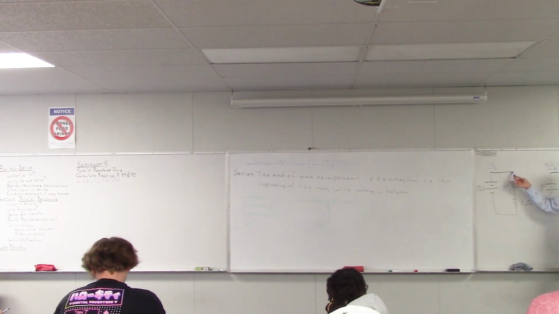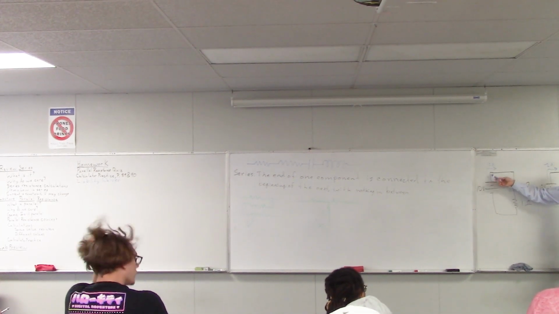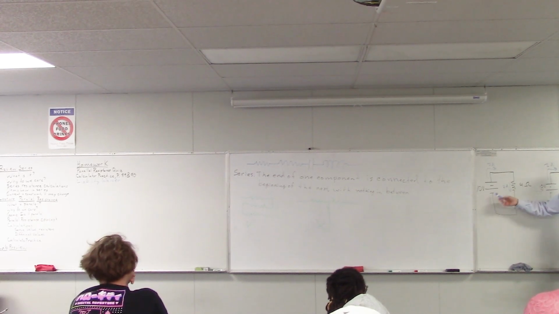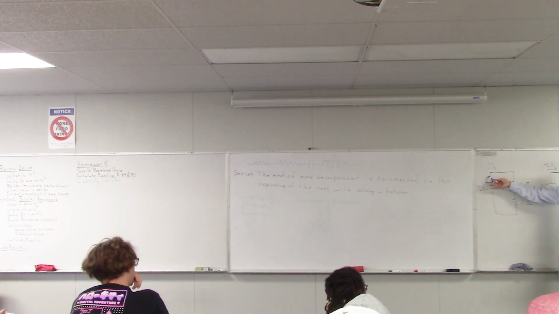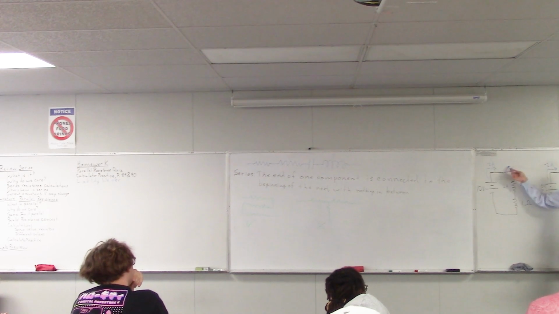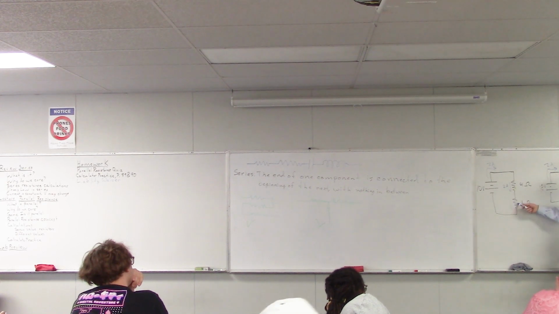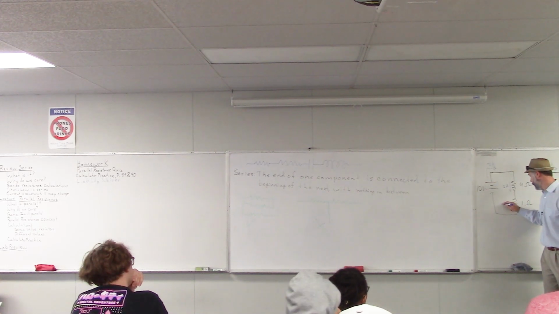Remember, it's like water flowing through a pipe. We just have one long pipe here, so whatever water is flowing in this part also has to be flowing in this part. And it also has to be flowing in this part down here. So how much current is flowing through this resistor there? 2 amps, perfect.